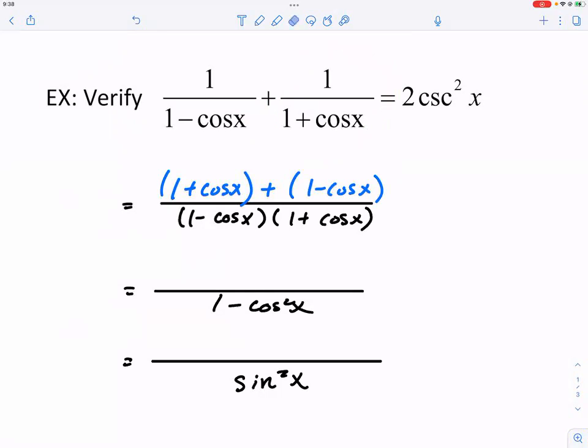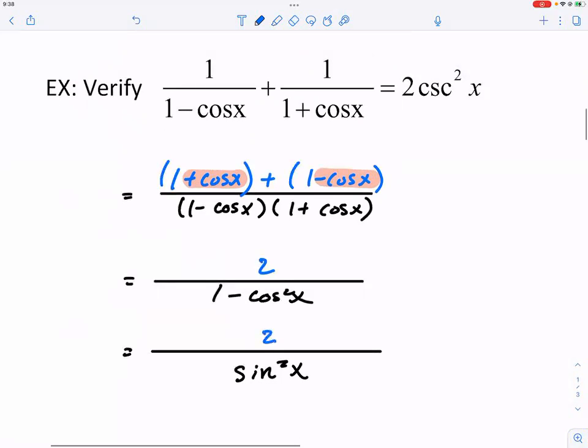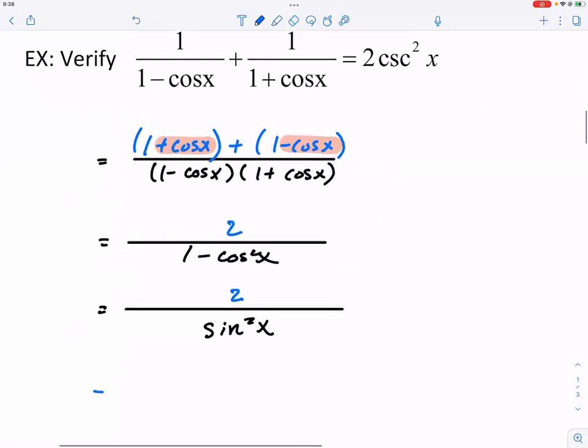So there you can see something. You can see how the cosine x got canceled out. So you're down to a number 2 in the numerator. So now can you see it is equal to 2 times cosecant square x?